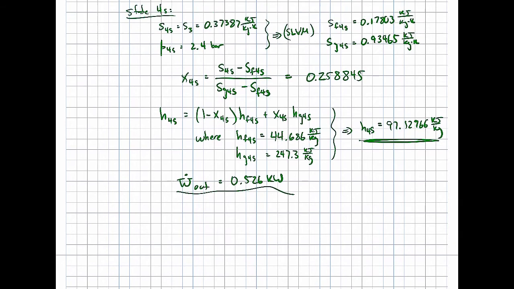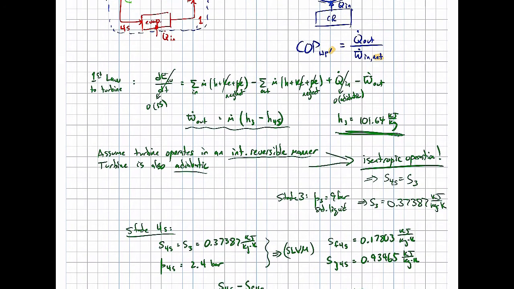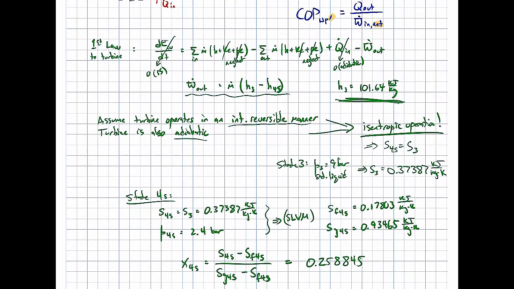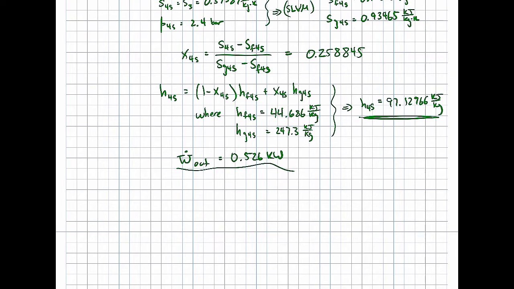Remember that the power that went in, if we go back up here for a moment, was 5.17 kilowatts. So what we're saying is, if we replace the expansion valve with this turbine, we're only getting about 10%. We're saving about 10% of the power.